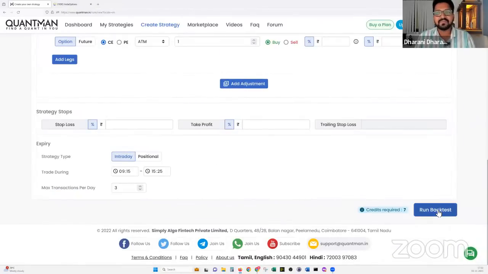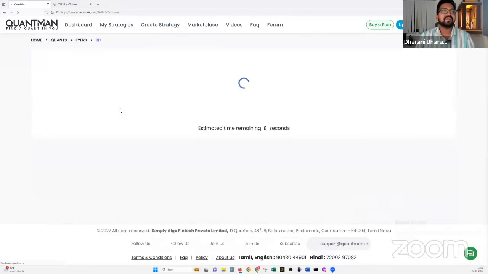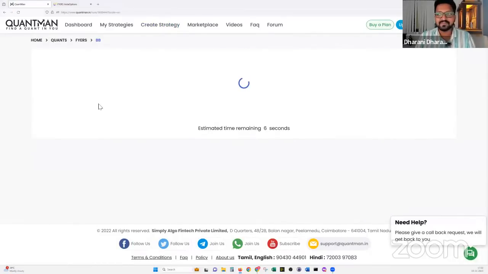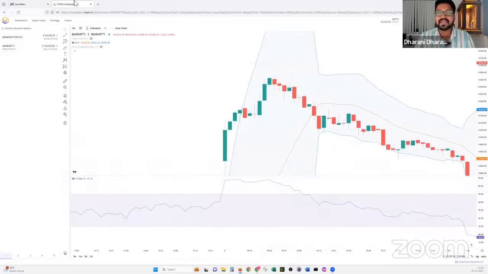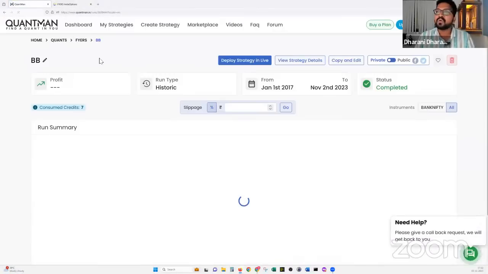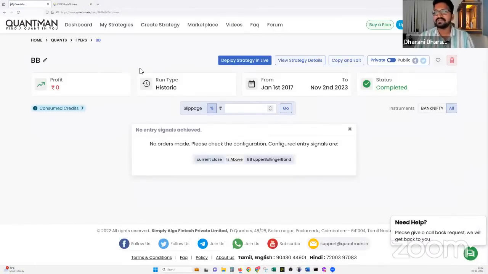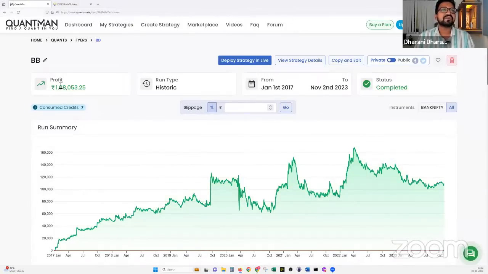Now let me run the backtesting. It's going to be very, very simple. It's not rocket science. Each and everyone can automate your trade setup. No coding knowledge is required. Please understand it. If you do it this way, we can see about 1,08,000 rupees of profitability comes out.